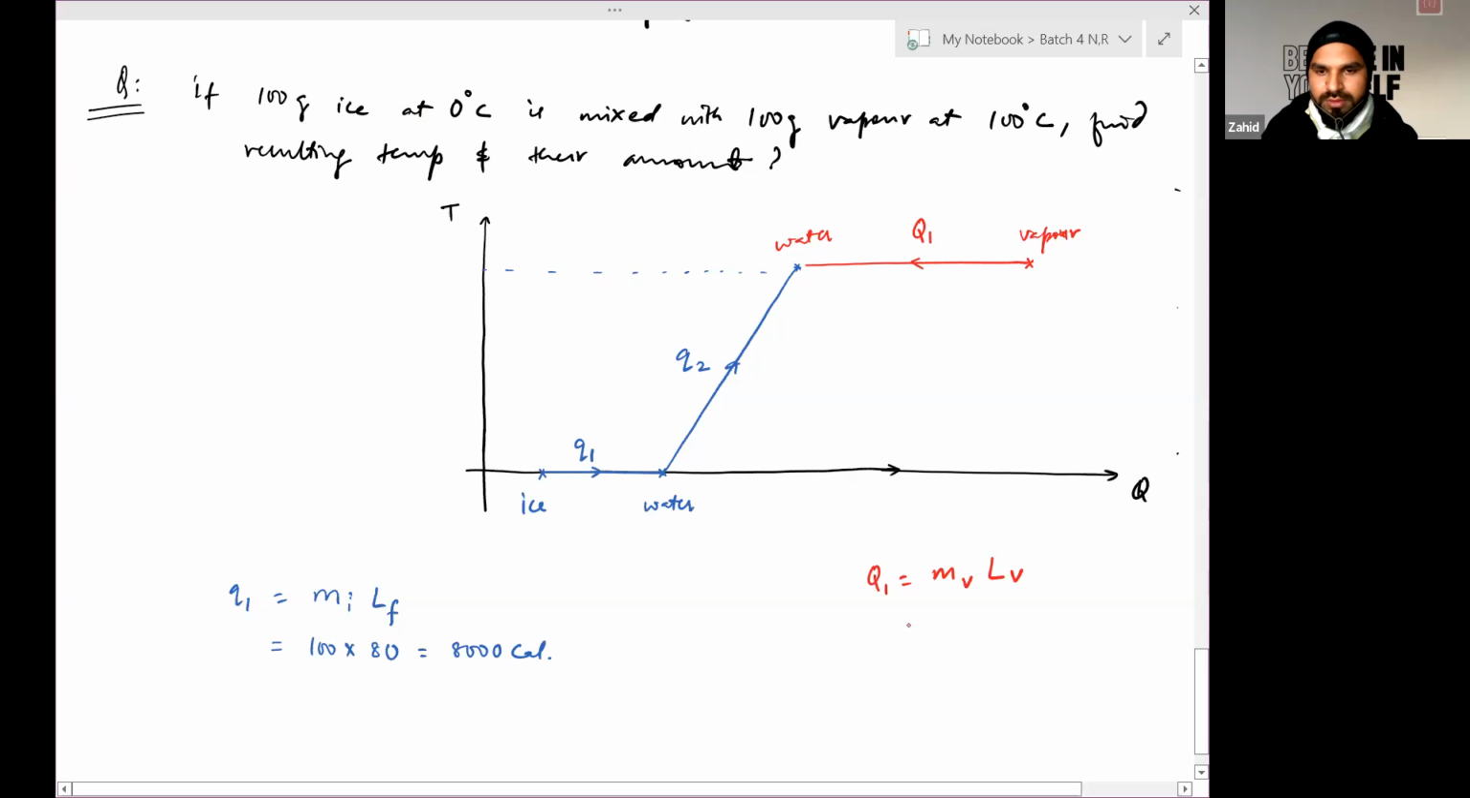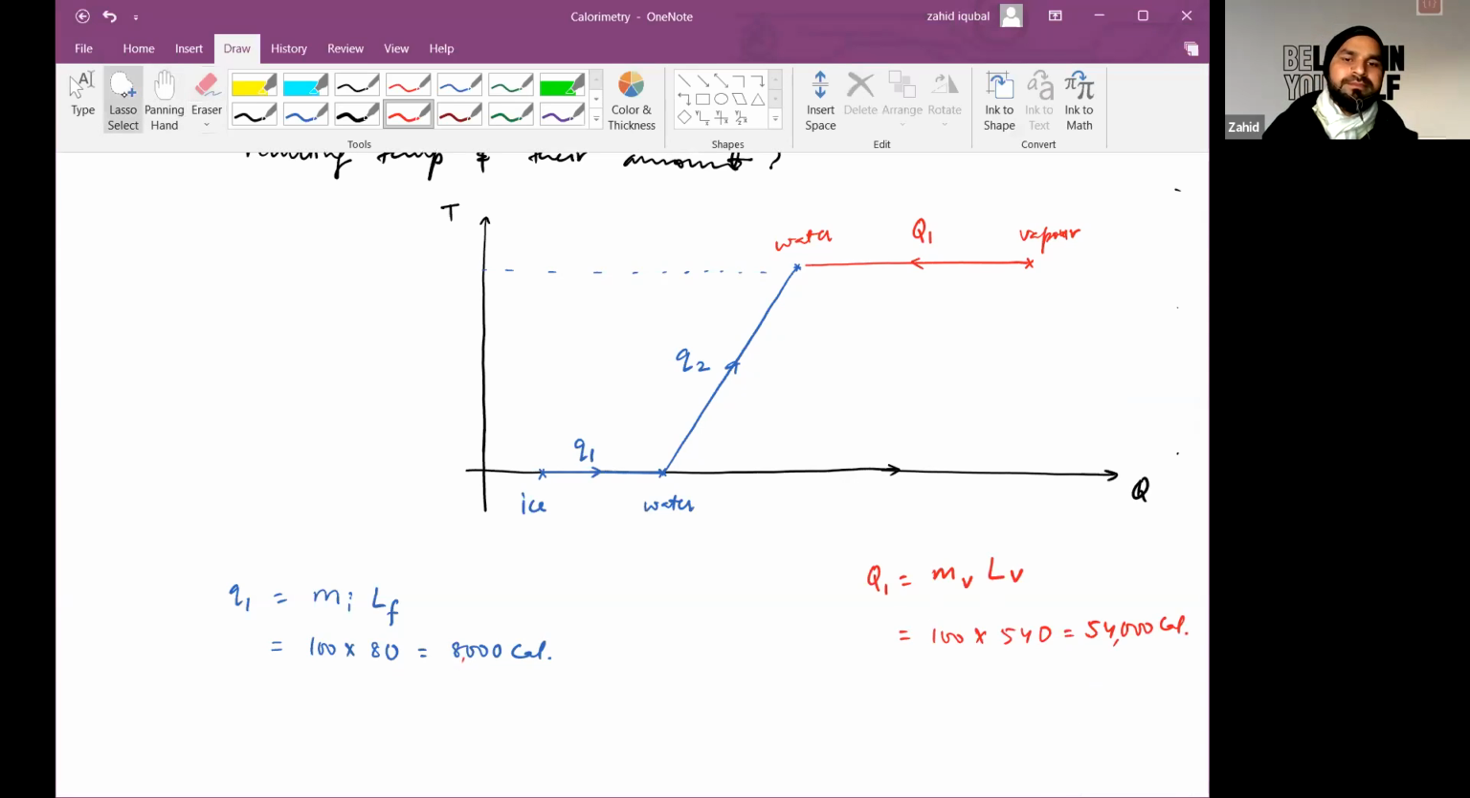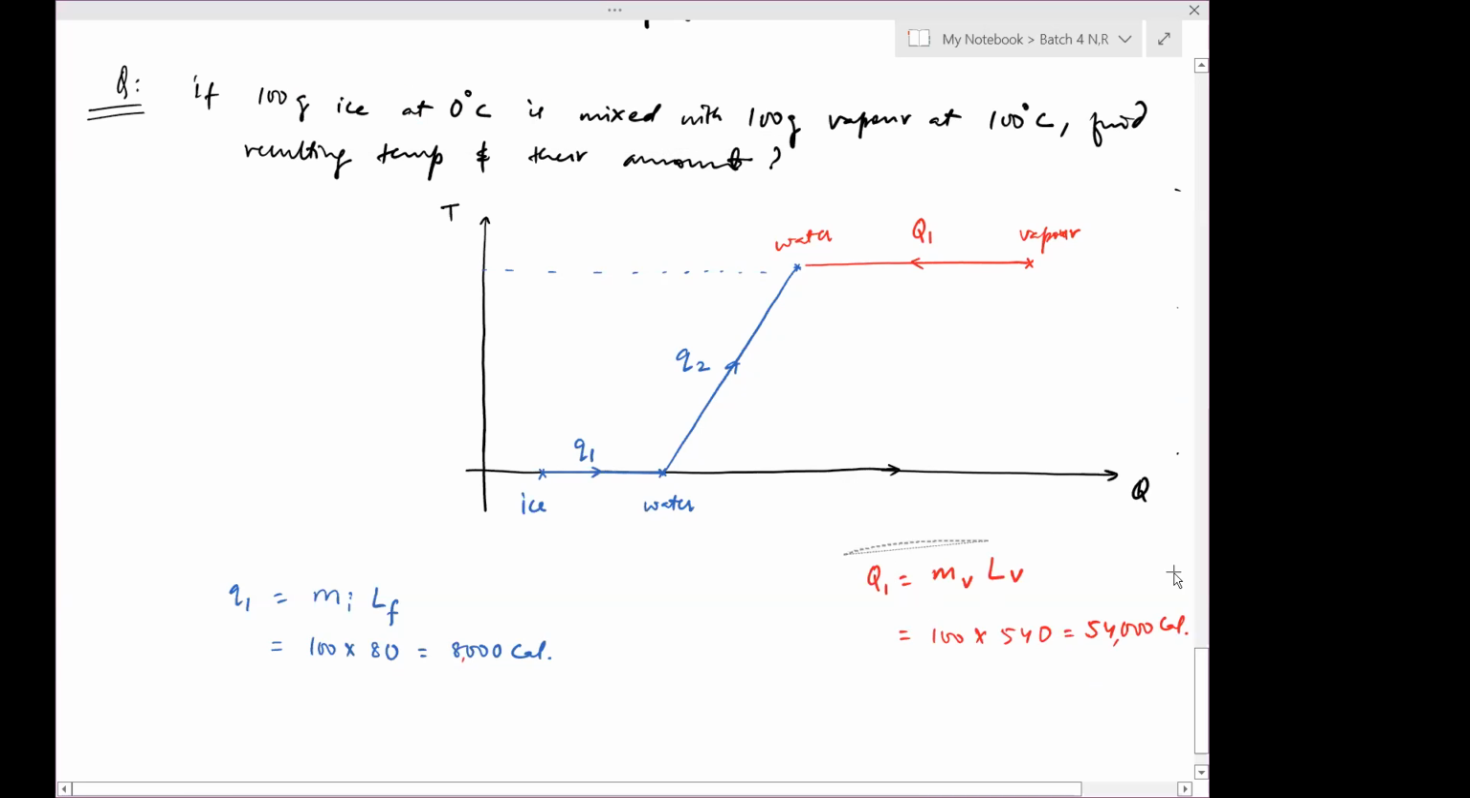Similarly, for vapor to condense from vapor to water, mass of vapor is 100 and latent heat of vaporization constant is 540. So it will be 5400 calorie, means 54,000 calorie. Is it clear? Yes, sir.